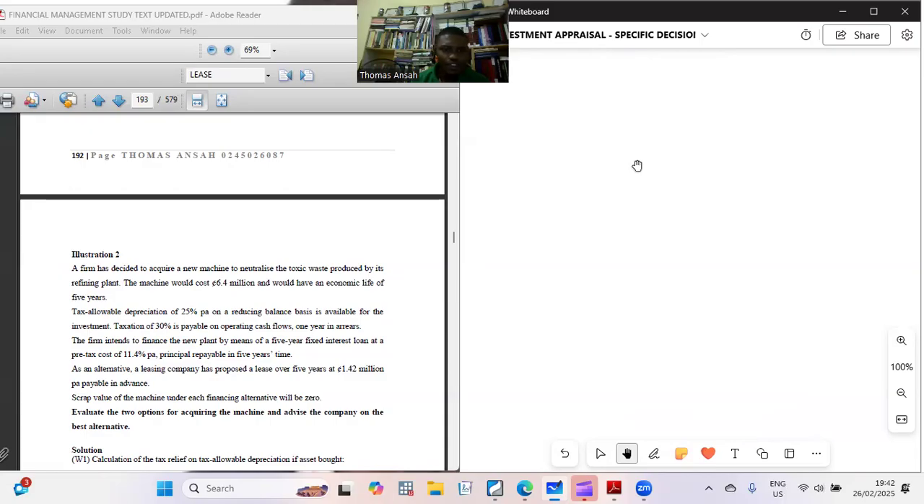The firm intends to finance this new plant by means of a fixed interest rate loan at a pre-tax rate of 10.4%. We are told pre-tax, so it means we have to make it post-tax. Principal is payable in 5 years' time. As an alternative, a leasing company has proposed to lease over 5 years at 1.42 million payable in advance. The scrap value of the machine under each financing alternative is 0. So evaluate the two options.